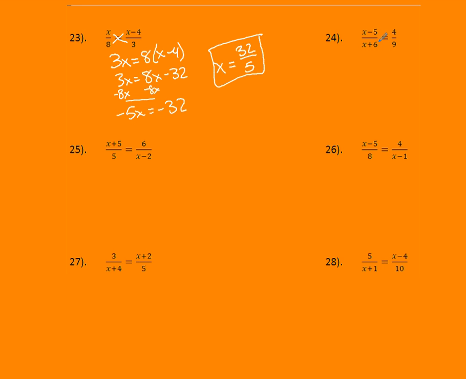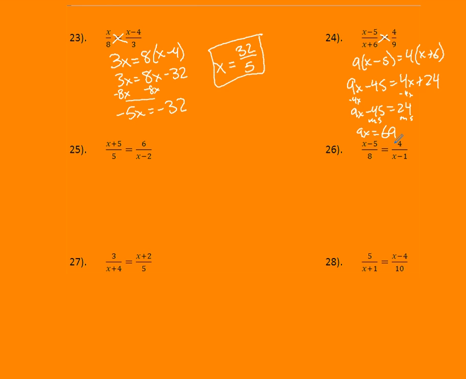Okay, in 24, same thing. When I cross multiply, 9 times the quantity x minus 5 equals 4 times the quantity x plus 6. Make sure you keep those quantities together. Distribute them through. 9x minus 45 will equal 4x plus 24. I'll subtract 4x from both sides to get me 9x minus 45 equals 24. I will now add 45 to both sides and get 9x is equal to 69. And then from there, I need to then divide both the top, and the bottom.